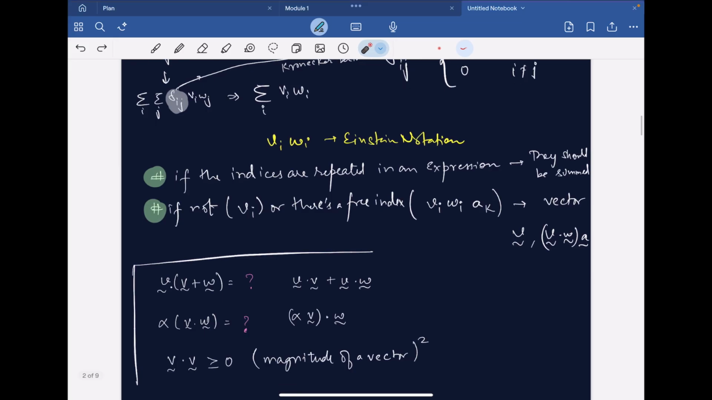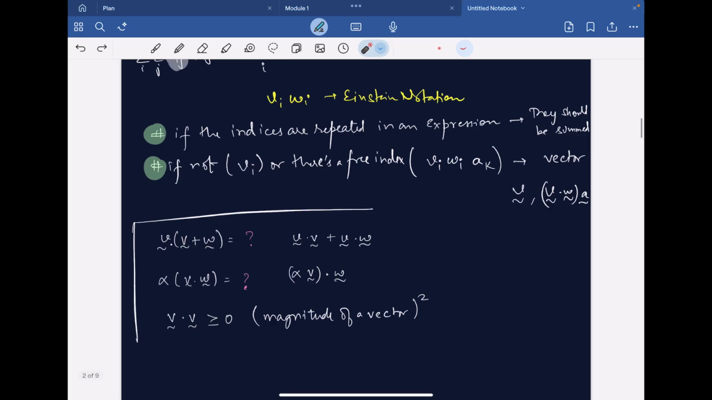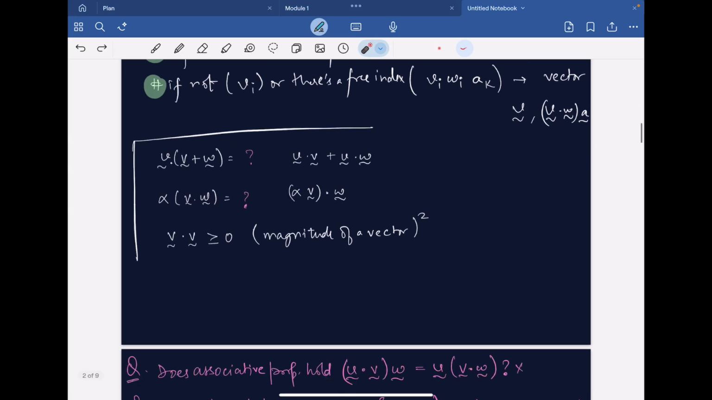Okay, again, some simple properties. If you have a vector dotted with a sum of other two vectors, you can just expand it. So u dot (v plus w) becomes u dot v plus u dot w. If you have a scalar multiplying a dot product of vectors, you can simply absorb it in one of them, or you can write v dot alpha w. Simple stuff. The magnitude of a vector is always greater than or equal to 0. So v dot v is either equal to 0 or greater than 0. This is the magnitude squared. Sometimes you might also see in textbooks as v squared.